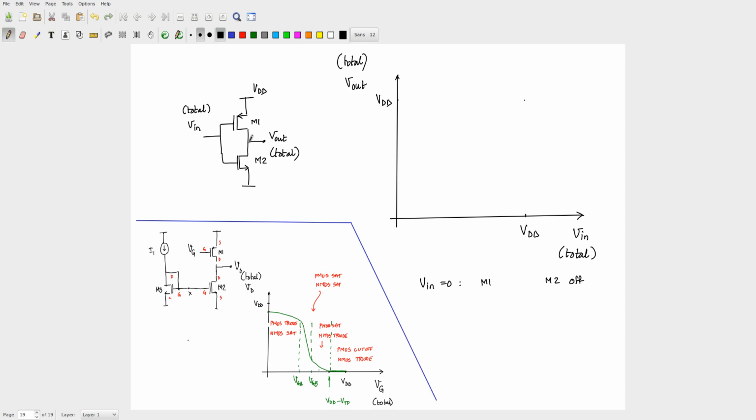M1 will be on, but will it be in saturation or triode? Look carefully and tell me. Just look at this. That's why I drew this here. We already had M1, right? So that is not going to change. So PMOS is your M1, M1 will be in triode. Actually, you can go and think about it more clearly later also. But what is the value of Vout?